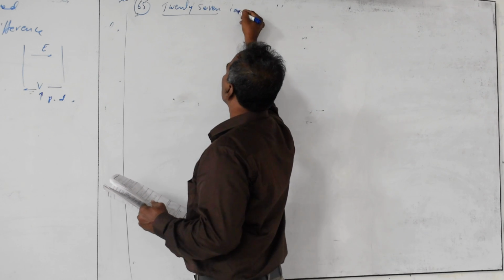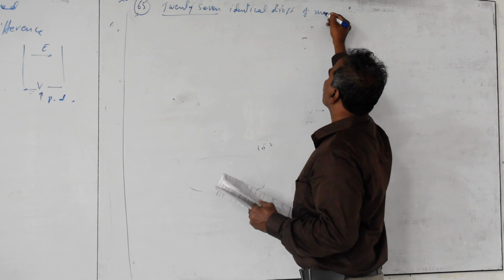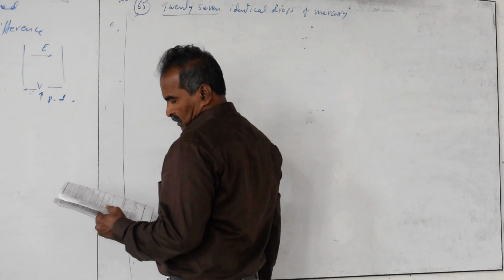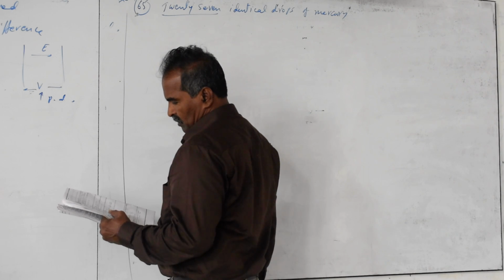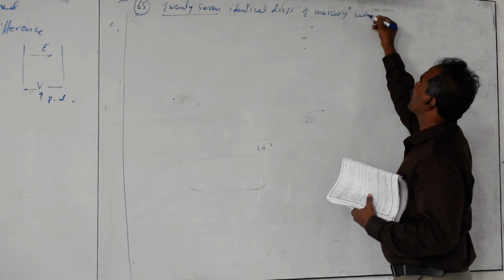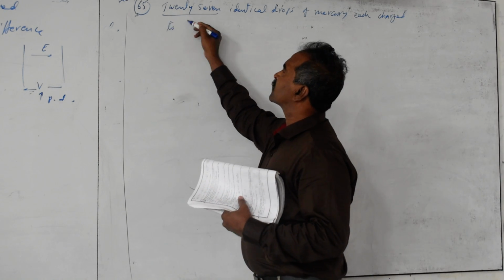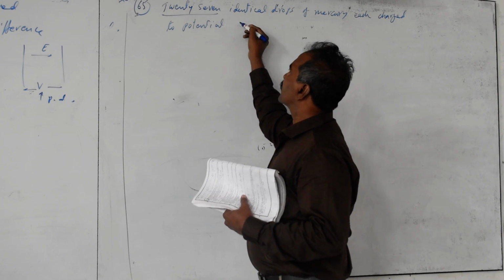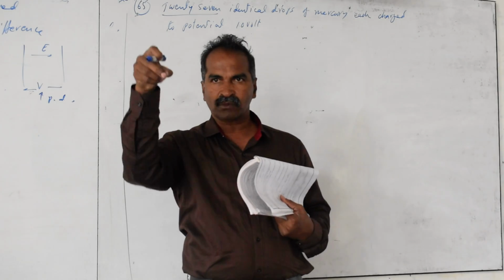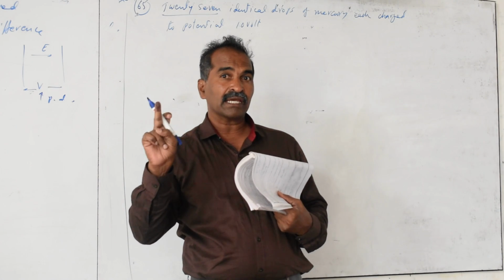27 identical drops of mercury, each charged to potential 10 volts. It means the charge is on the surface of a spherical drop. You are taking mercury drops as spherical; a liquid drop is taken spherical only. So the charge is on the surface, and the potential is the same on the surface and inside.